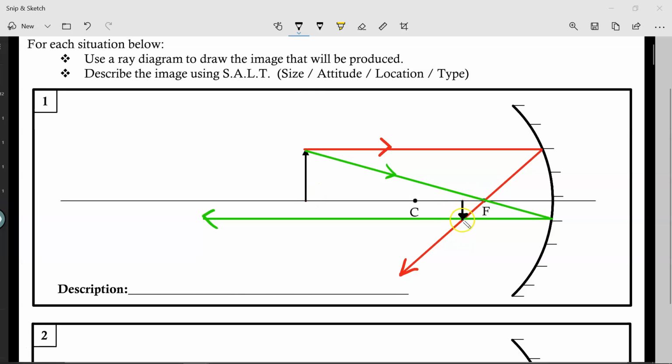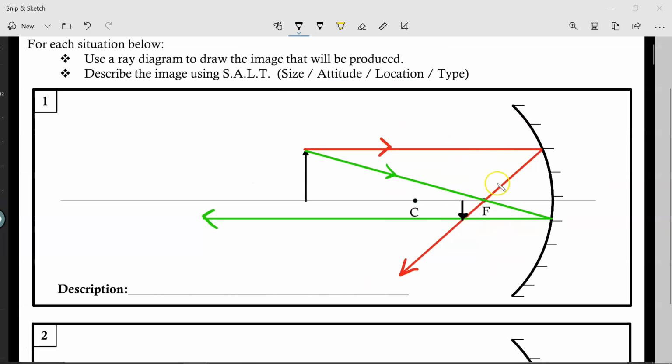In this case, the image size is much smaller than the original object, while its attitude is inverted because they're pointed in opposite directions. Its location is between C and F, and it is a real type of image because it appears in an area where light rays can actually exist. So it's on the same side of the mirror as the original object.